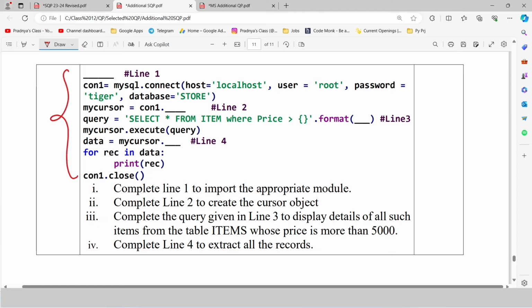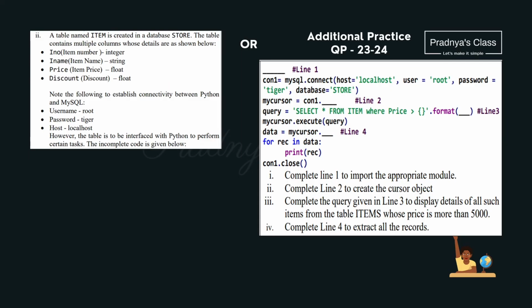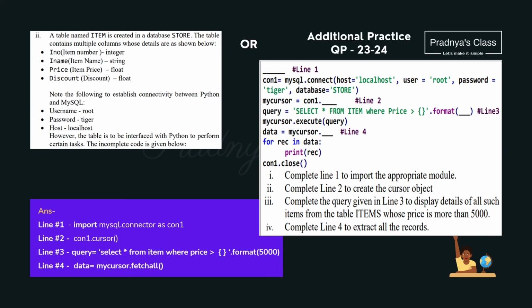Look at the code. In the first statement itself, we have a blank. So let's read the first statement. Complete the line to import the appropriate module. If you know the answer, pause the video and try it yourself. For the connectivity, we need the mysql.connector module. So we will be importing it using the import statement.